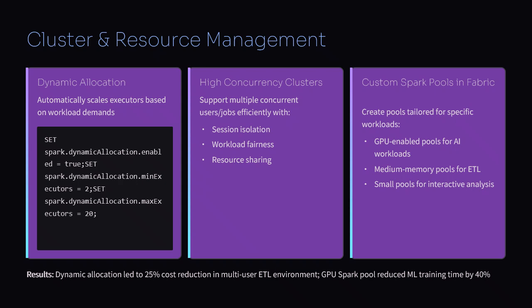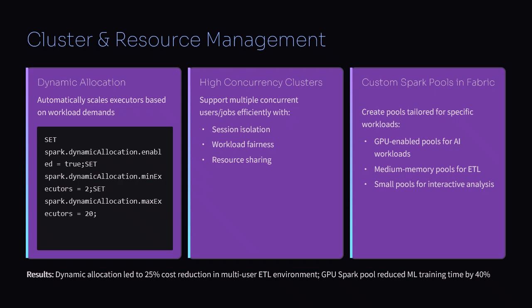For example, you can configure minimum and maximum executors to set boundaries on scaling, ensuring your cluster never over-provisions or starves resources. In practice, using dynamic allocation in a high-volume ETL environment could lead to about a 25% cost savings by reducing wasted compute during off-peak times and smoothing workload peaks effectively.